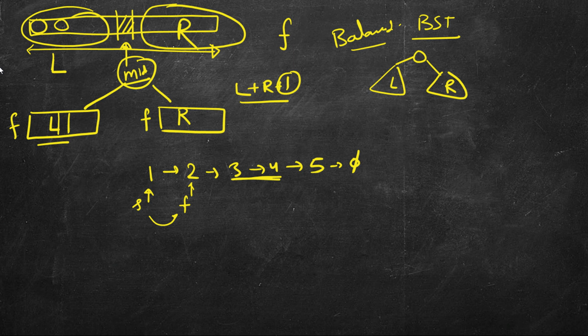So let's do it. Next slow will come here, fast will come here. So fast we are advancing by 2 steps. Next, again slow can come here and fast can come here at the null. Or you can stop here itself. When the next is null, you can stop.